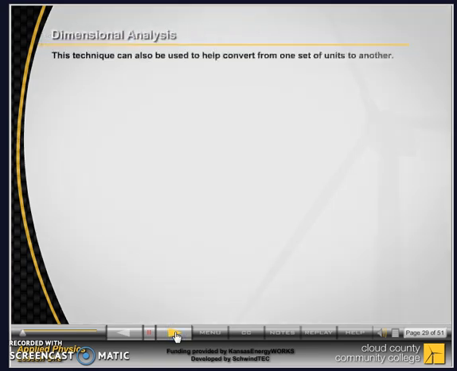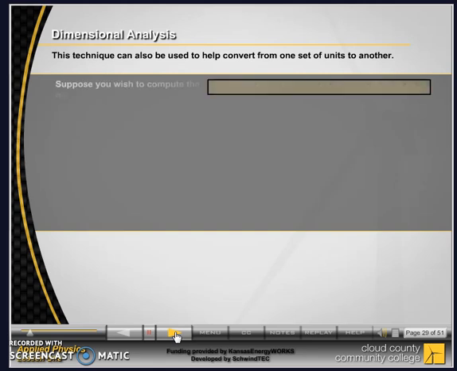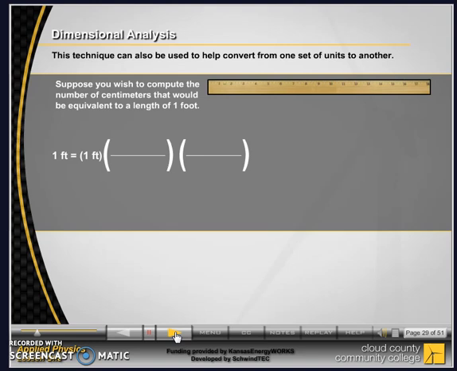This technique can also be used to help convert from one set of units to another. Suppose you wish to compute the number of centimeters that would be equivalent to a length of 1 foot. From a conversion table, you find the equivalence 2.54 centimeters equals 1 inch, and you learned back in grade school that there are 12 inches in a foot. Using this knowledge, you proceed as follows.